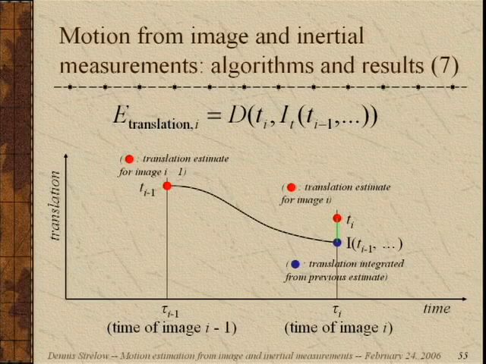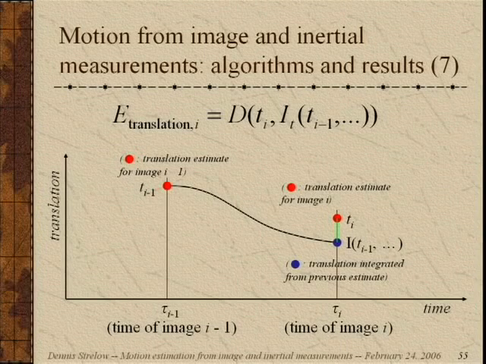So what we do is we take all the inertial measurements between those 2 times, and we integrate them forward from that first estimate of the translation until the second time. And then we also have some estimate of the translation at that second time that we're iteratively improving. So the error we want to minimize is the difference between our estimate at that time and the result of integrating from the previous time.